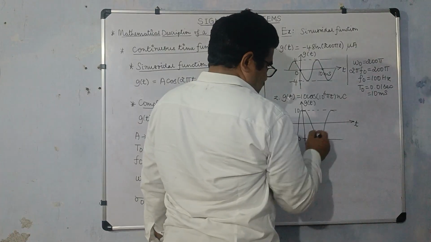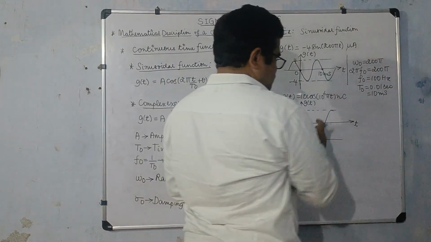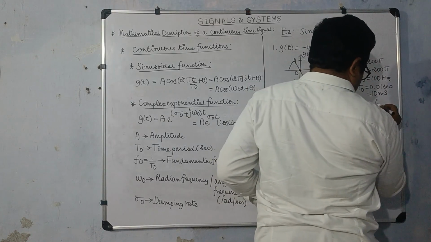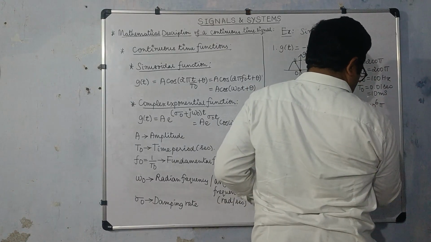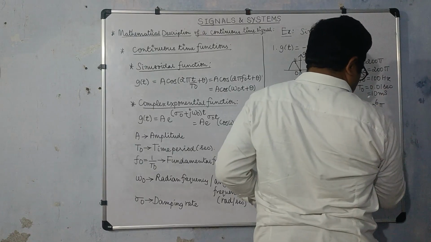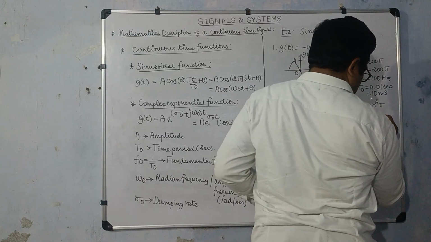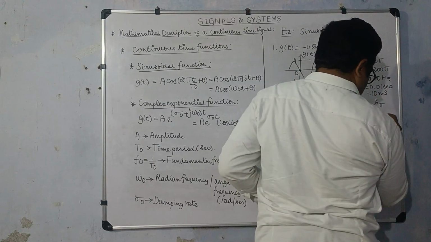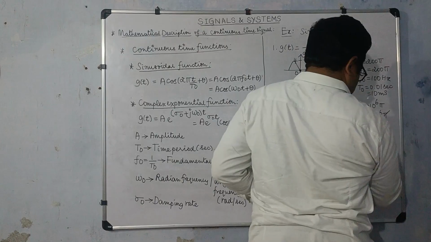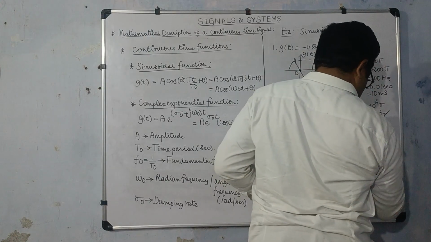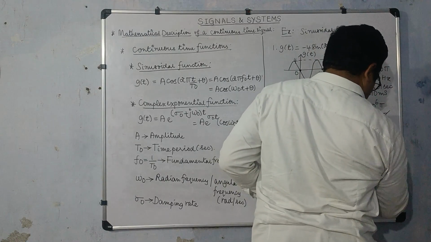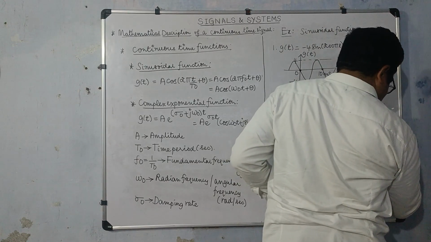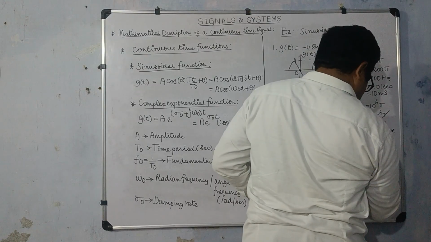Now what is the time period of this? So 10 power 6 pi is my omega naught, so 2 pi f naught is 10 power 6 pi. Pi gets cancelled. So what is my f naught now? 10 power 6 by 2 Hz. Or what is the time period?